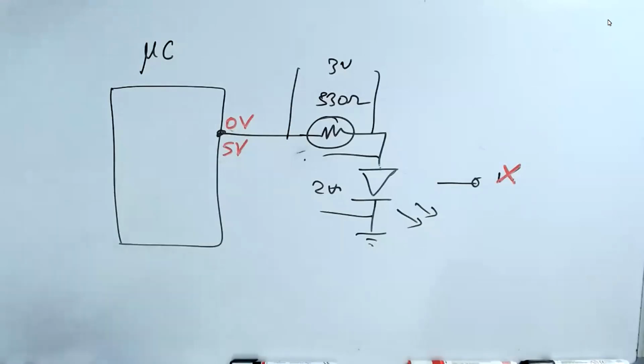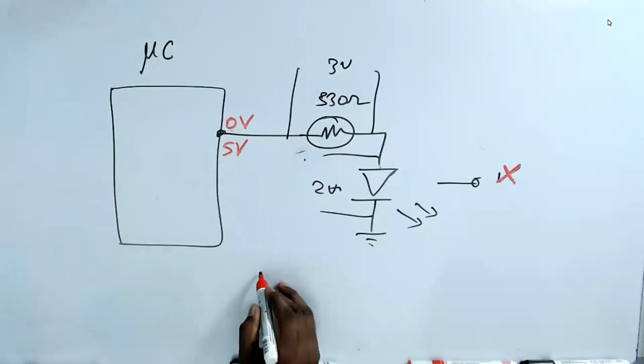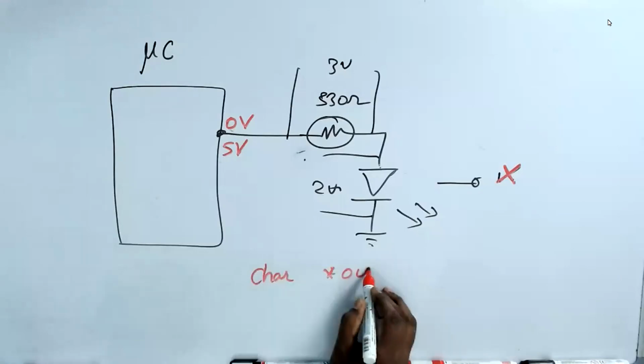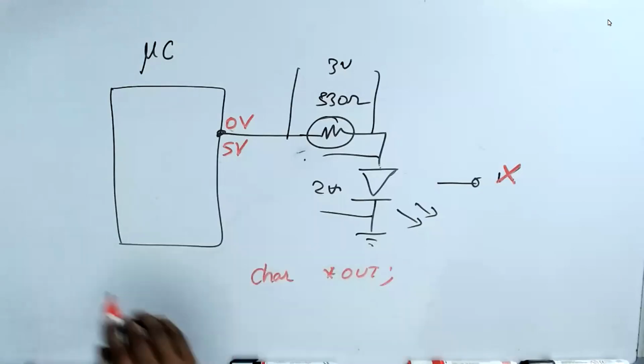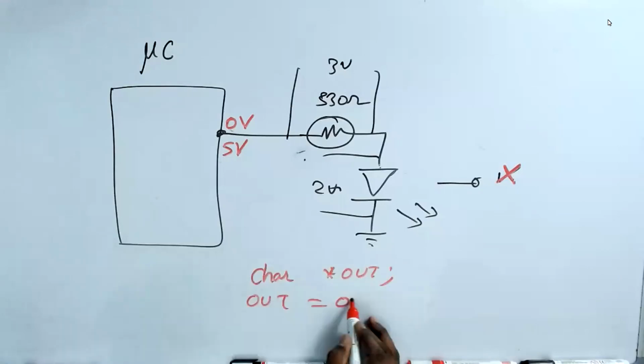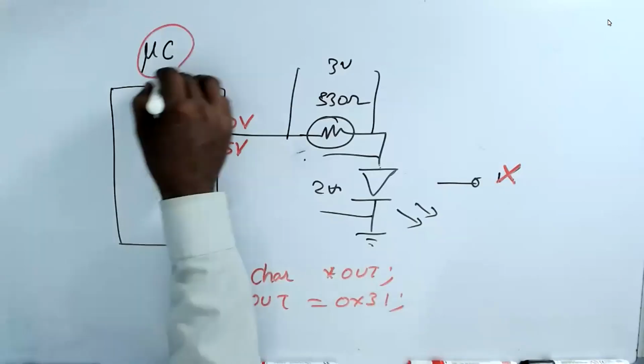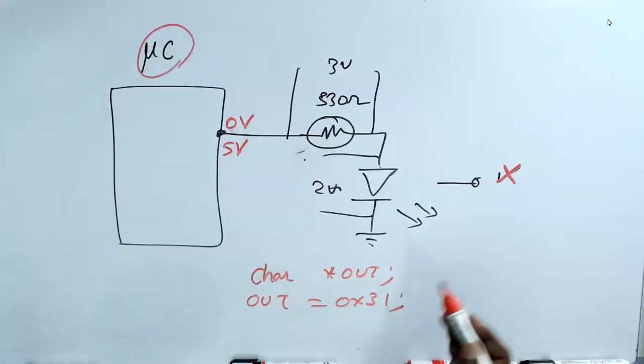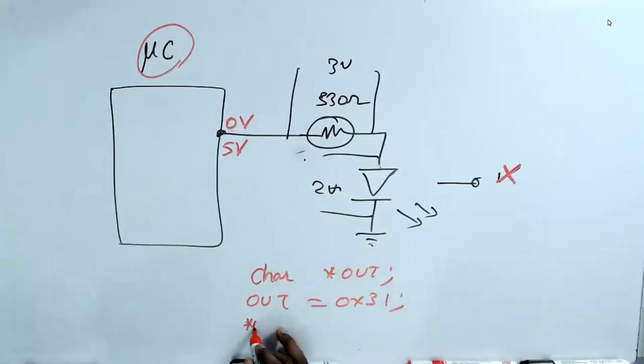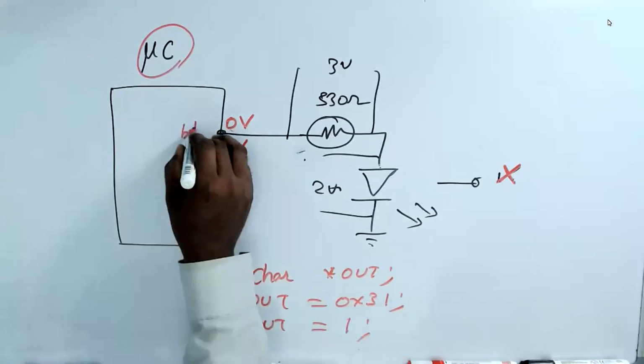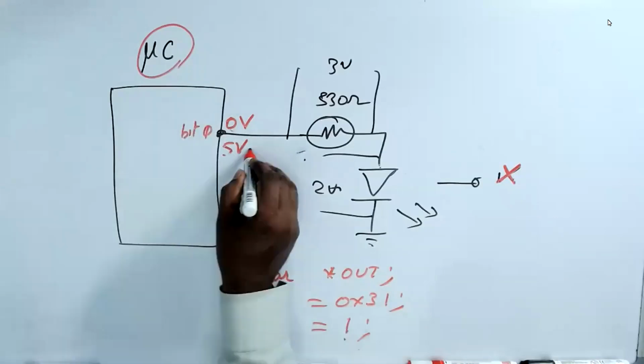By writing a program, char star out, that's a port address, out equal to 0x31. That's given by the microcontroller manufacturer. This can change; if you go to ARM, this will change. If you go to 8051, this will change. Now you say star out equal to 1. It's bit 0. By making it 1, you will give 5 volt. By making it 0, you will give 0 volt.